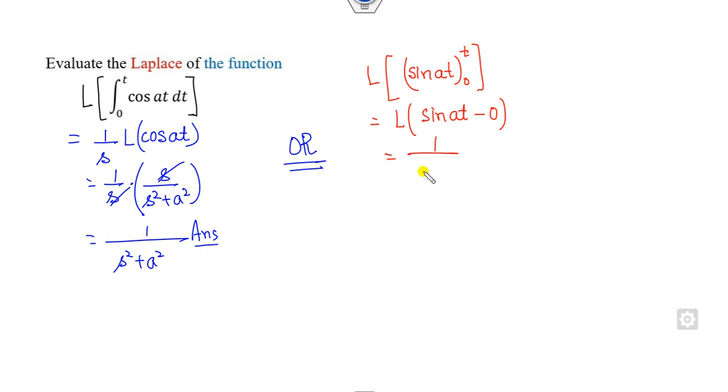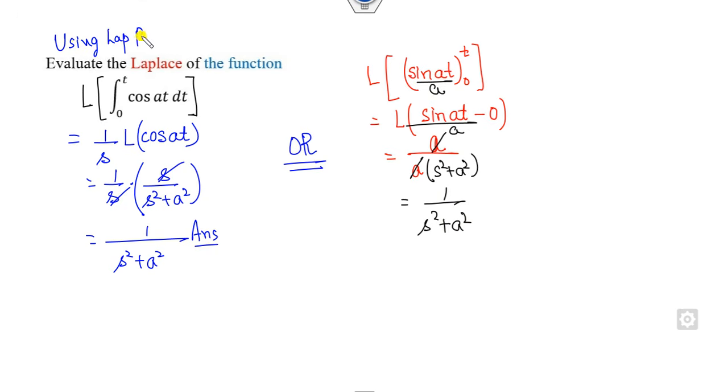So what is the answer of this? Sorry, if you integrate them, it is over a also. So this is a over s square plus a square. So that will be cancelled out. 1 over s square plus a square. Fine. So you can solve it both ways. But if somebody asks you to evaluate the Laplace using the Laplace property, then you have to solve it by this manner. You can't solve it this way.